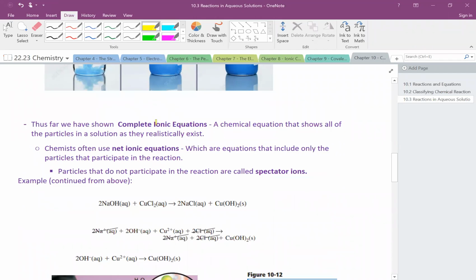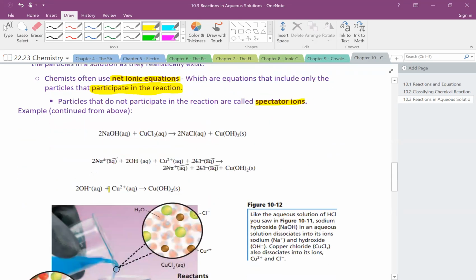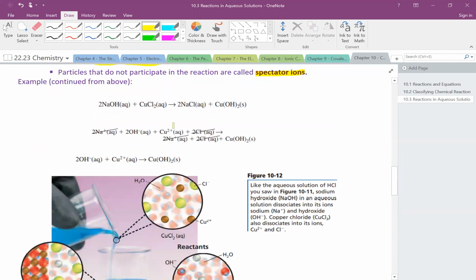So chemists can often write what we call net ionic equations. And these are equations that only show the particles that actually participate in the reaction. So I'm going to highlight participate in the reaction. It's more efficient to show a net ionic equation in many instances if we're only worried about the chemicals that actually do a reaction. One last vocab word for this little section: particles that don't actually participate in the reaction are called spectator ions. Those are spectator ions because they're just chilling out, watching what happens, but they're not doing anything themselves. So here's the example, and this is our sodium hydroxide mixing with copper II chloride from above.